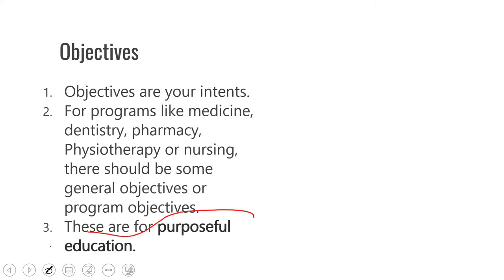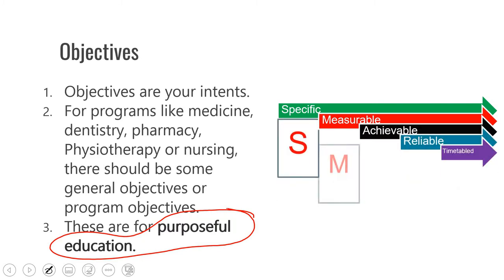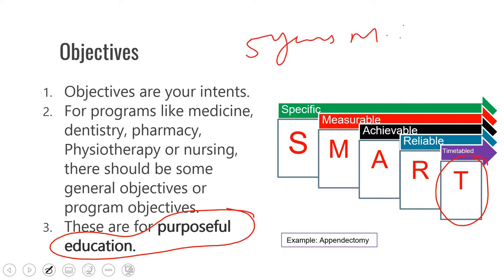What is the main objective? The main objective is to give them a purposeful education. And how can it be obtained? It can be obtained through writing a SMART objective, which stands for specific, measurable, achievable, reliable, and timetabled. And if it is not timetabled, keep in mind, then the objective is not SMART. For example, a graduate gets admission in a 5-year MD program or MBBS program, and he completes it in 7 years, while the program is 5 years. So this student is not SMART.